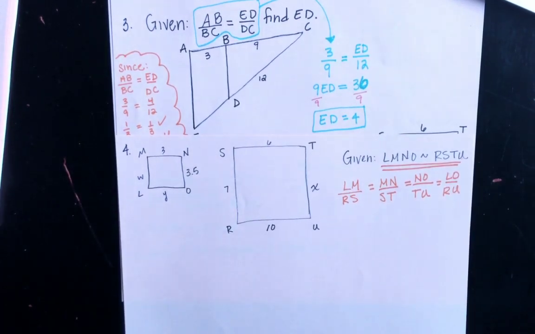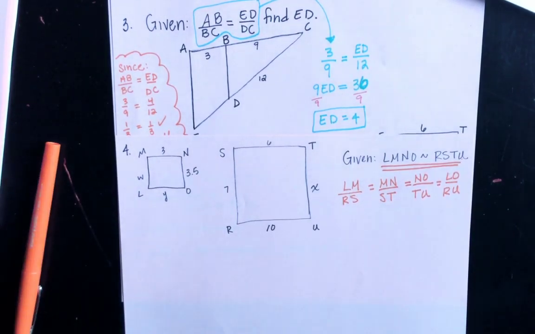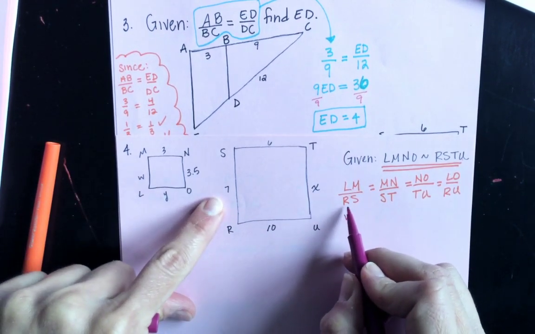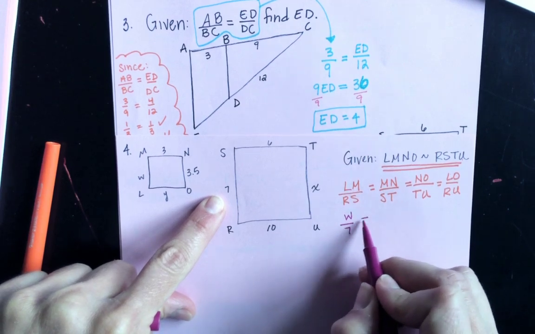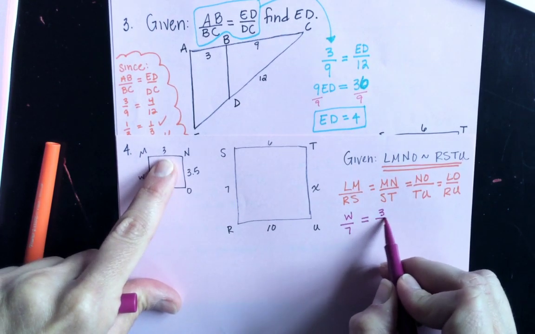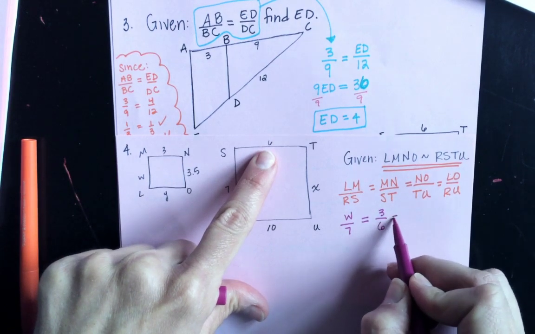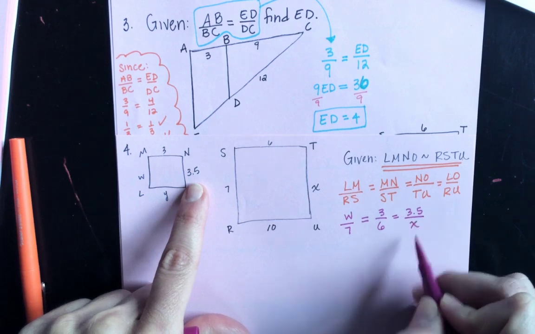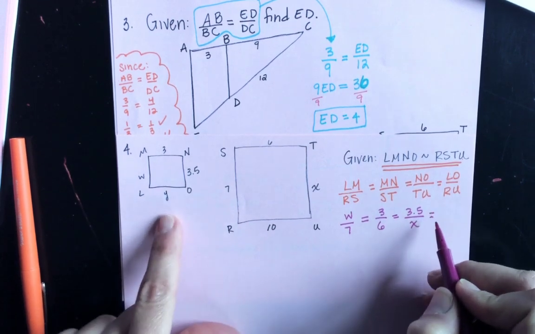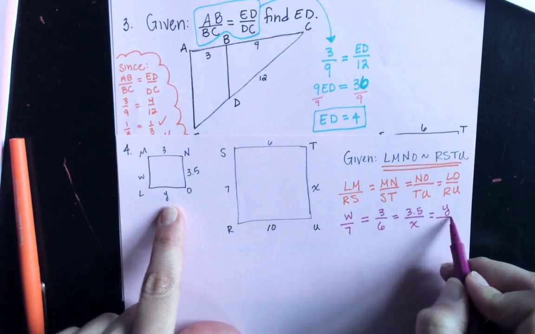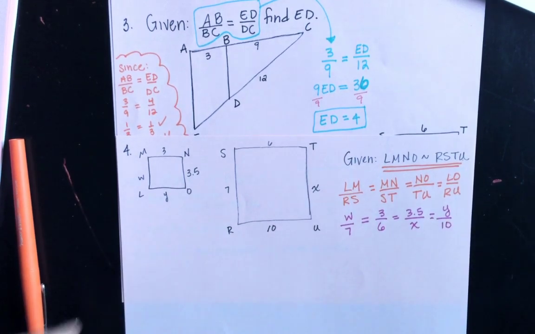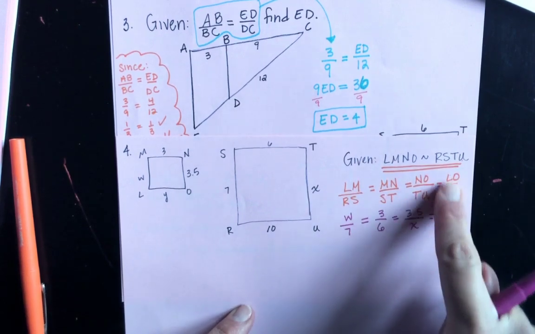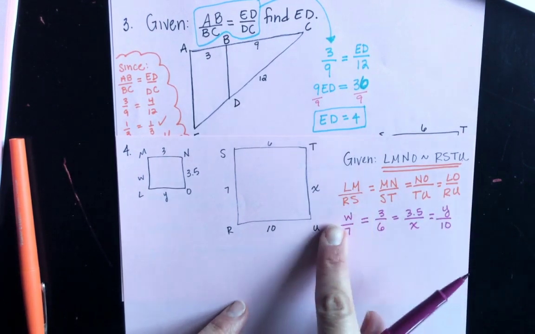Now when I plug in my information, I want to look at the length of LM, and it tells me it's W, and the length of RS is 7. MN is 3, and ST is 6. NO is 3.5, and TU is X. LO is Y, and RU is 10. Again, all of these mean the length of, without the bar, so the length of LM, the length of RS, and I plugged all that in.